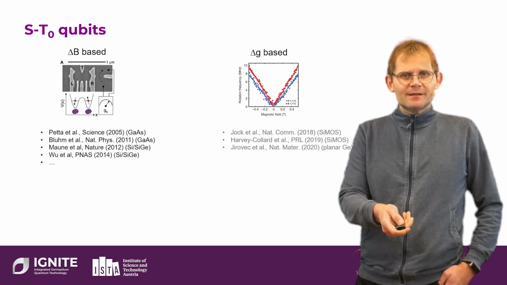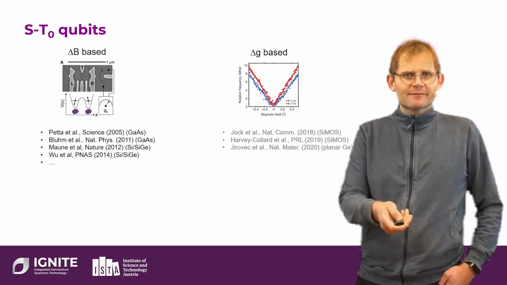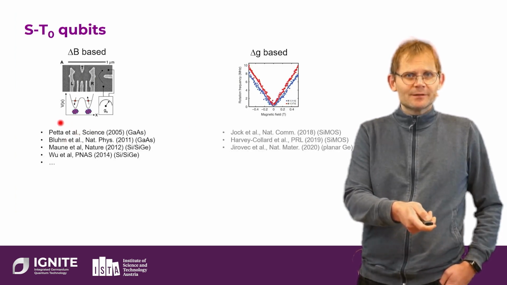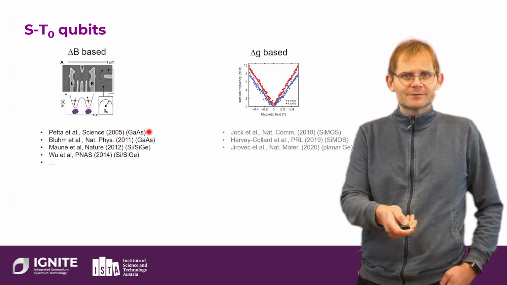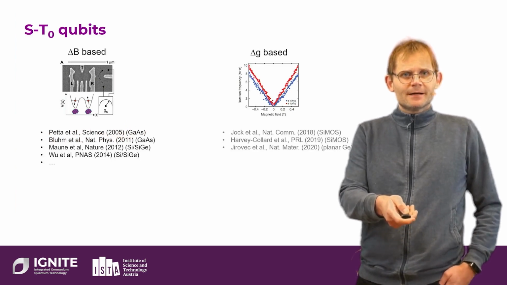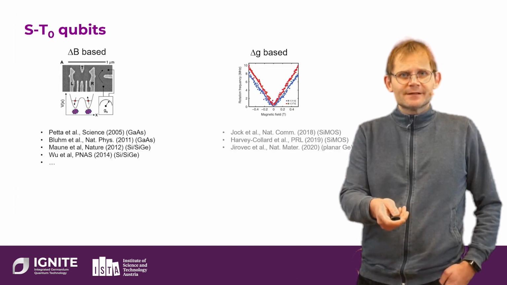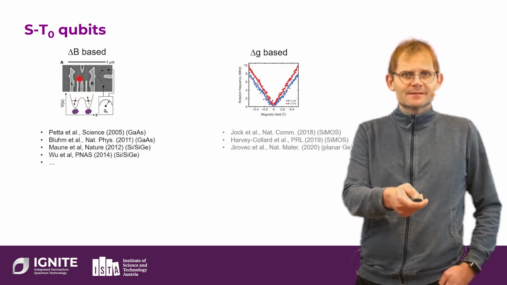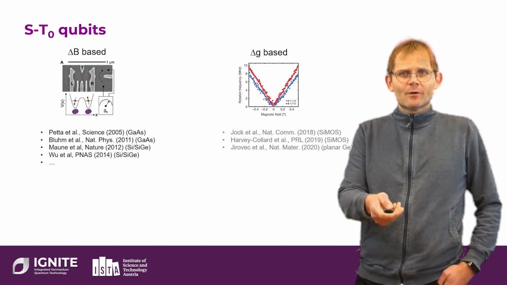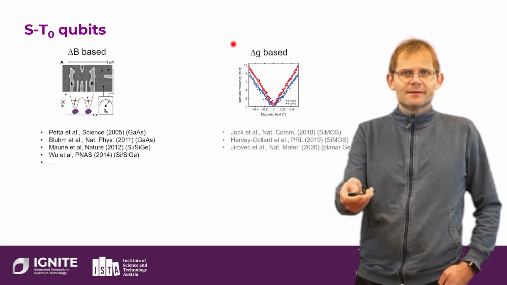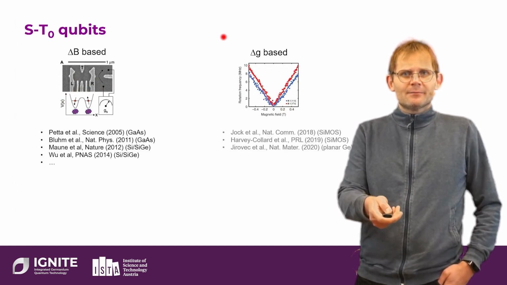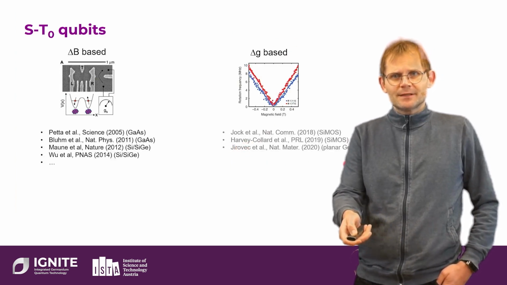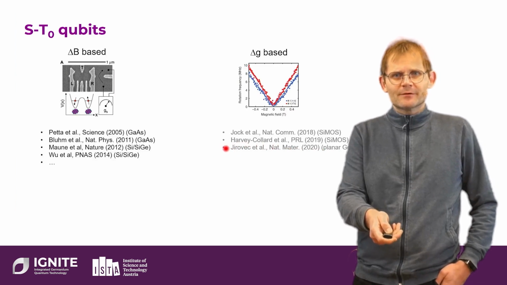Singlet-triplet qubits have been investigated since a long time. Actually, the first spin qubit ever operated was a singlet-triplet qubit by Jason Petta back in 2005. It was in gallium arsenide. So there are two families of singlet-triplet qubits. The one family operates based on the fact that you might have a difference in the magnetic field in the two dots, or you can have a difference in the g factors in the two dots. And about such a singlet-triplet qubit I'm going to speak, and if you want to read more details, please take a look at the paper of Daniel Jirovec.